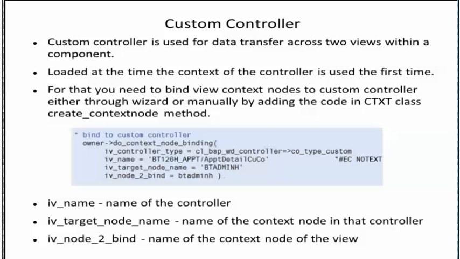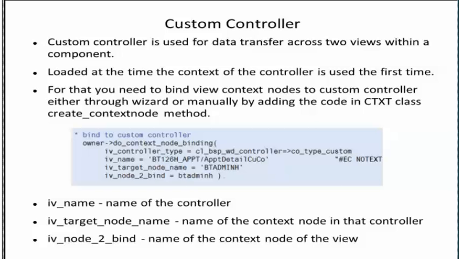When we use the context node, we generally use the custom controller's context node to transfer the data from view 1 to view 2. For example, I have a context node called cn1 in view 1, and I have a context node called cn2 in view 2, and I want to pass the data from cn1 to cn2. So I will create a context node within the custom controller with the name cn, and then bind the context node cn1 to cn, and in the same way bind the context node cn2 to cn.